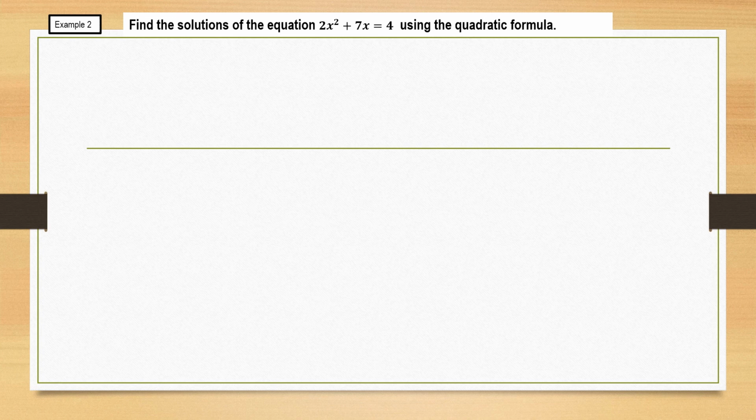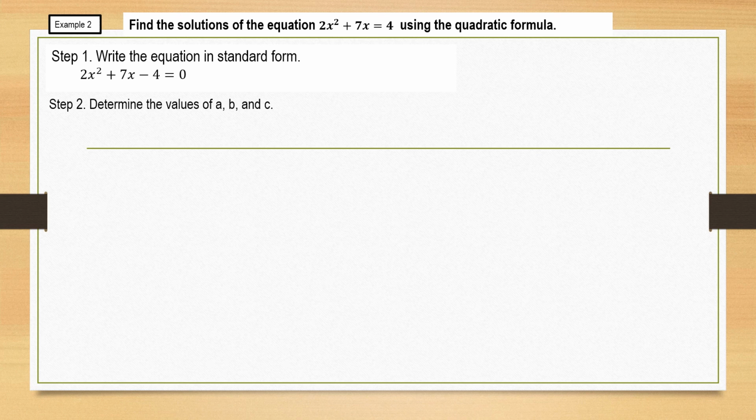Find the solutions of the equation 2x squared plus 7x is equal to 4 using the quadratic formula. Step 1. Write the equation in standard form. If we are going to write the equation in standard form, it becomes 2x squared plus 7x minus 4 is equal to 0. Step 2. Determine the values of a, b, and c. In the given equation, a is equal to 2, b is equal to 7, and c is equal to negative 4.